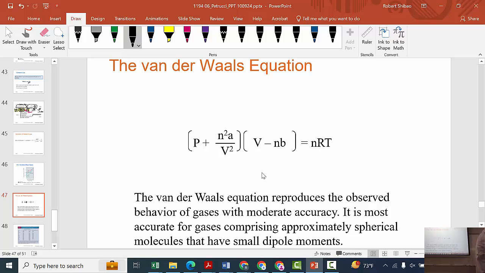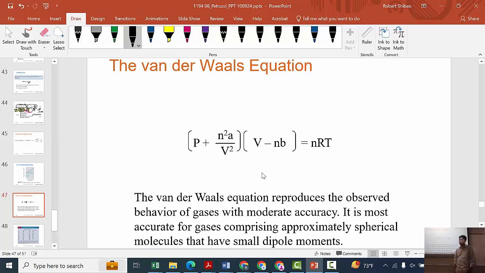The first correction is A. N is just the moles, V is the volume. So this is kind of the inverse of the molar volume squared. But A, the second correction is B. N is the moles and B. And so let's take a look at the volume correction first.